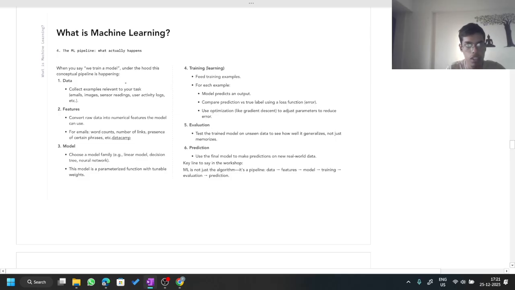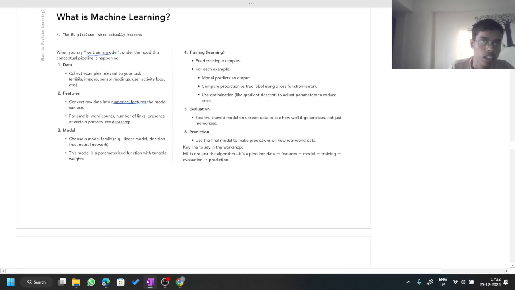Now coming to the ML pipeline, as to what actually happens in machine learning. When we train a model, we do the following: data. We collect the data relevant for my task, like spam identification, images, sensor readings, any type of data. Then these are converted into numerical features, either with the help of embedding, encoding, or anything. There is a very good article on DataCamp which shows how features are converted into relevant numerical ones. Pre-processing is done after we extract the relevant data.